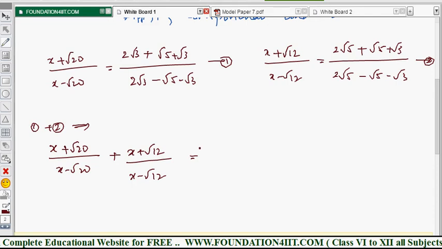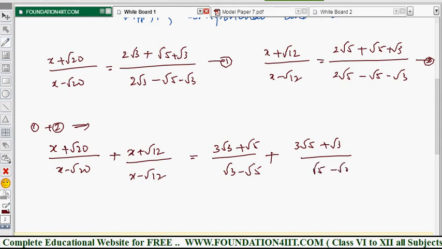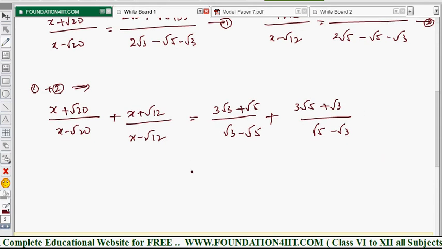Now if you simplify the RHS, there is the answer. 2 root 3 plus root 3 is 3 root 3 plus root 5, and here 2 root 3 minus root 3 is only root 3 minus root 5. Plus, on this side, 2 root 5 plus root 5 is 3 root 5 plus root 3 by 2 root 5 minus root 5, which is only root 5 minus root 3. The denominators are not the same, but by changing the sign we can change this: that is 3 root 3 plus root 5 by root 3 minus root 5.